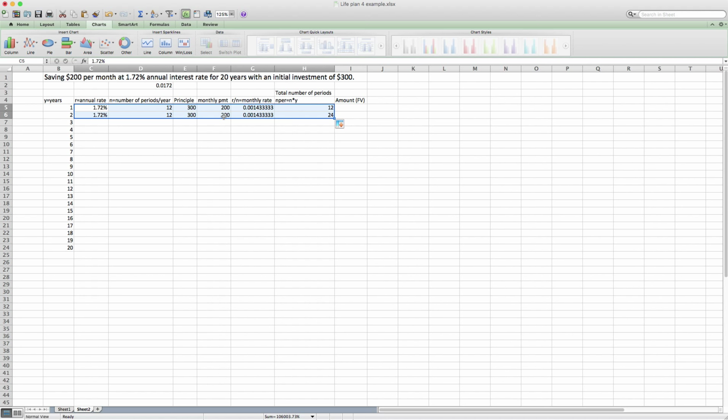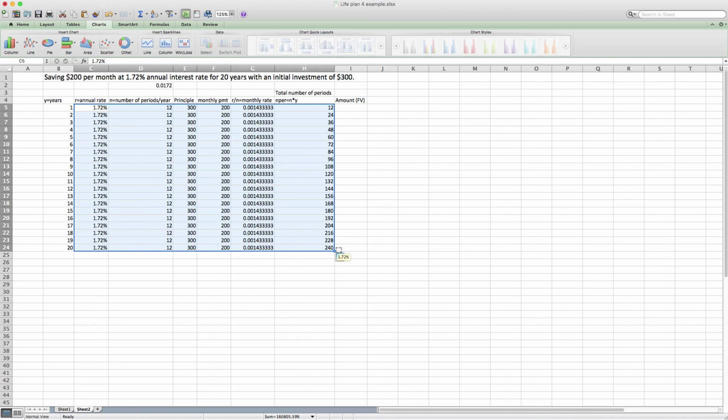Our monthly payments have stayed the same, but our n per has changed because now we're not just dealing with 12 periods having been compounded, it's 24. And at the end of the third year, we will have compounded 36 times, and so forth. Let's just go ahead and pull that down all the way to our 20. So at the end of 20 years, we will have compounded the interest on this account 240 times.